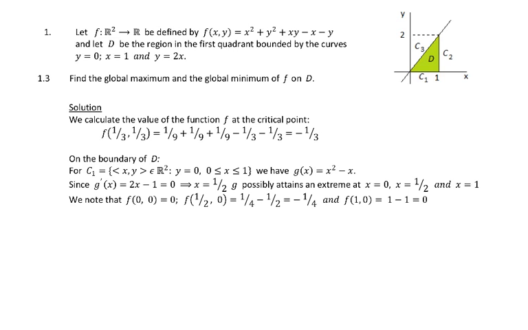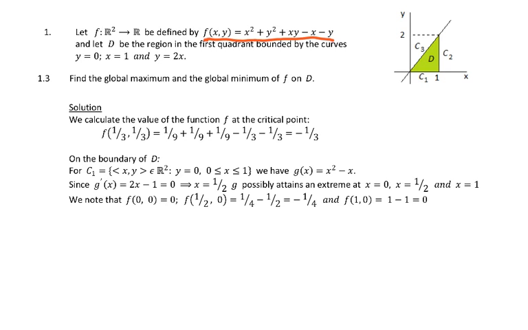I've split the boundary into three separate curves, which I've labeled C1, C2, and C3. You can see that on the curve C1, y is equal to 0 and x lies between 0 and 1. If you substitute y equals 0 in the formula for f, you obtain a function of one variable, namely g of x equals x squared minus x.